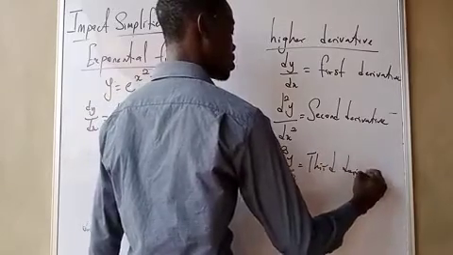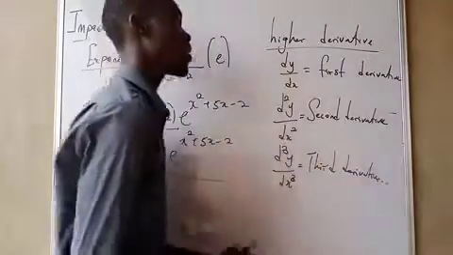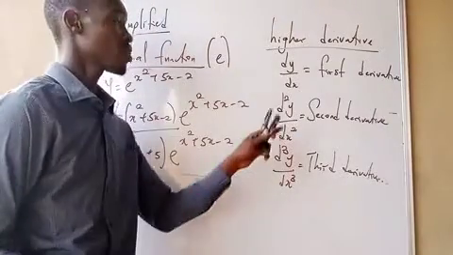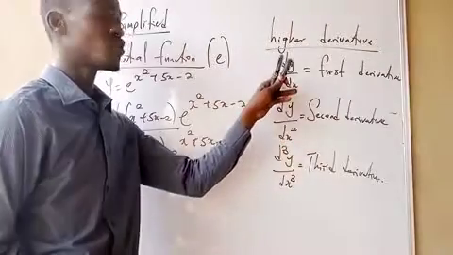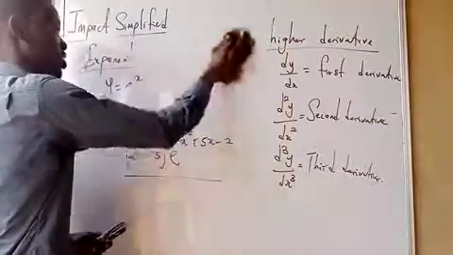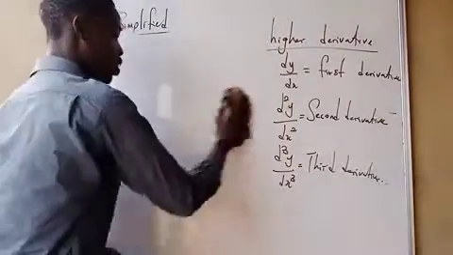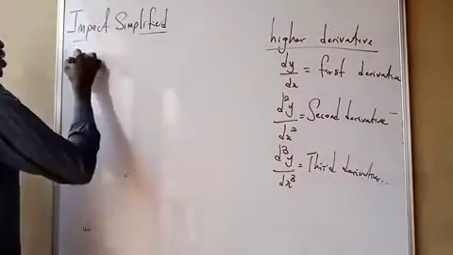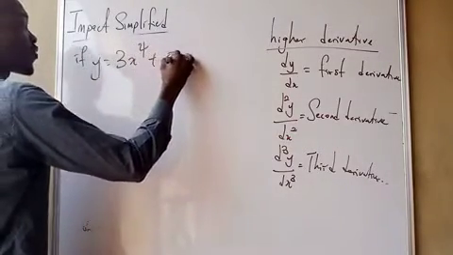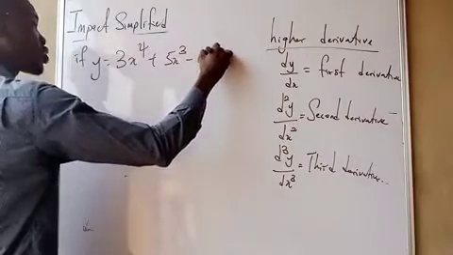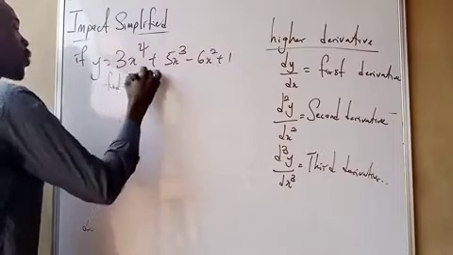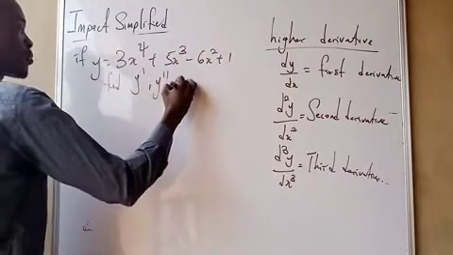And what is the meaning of higher derivative? That means for the first derivative, we are going to differentiate our y. For the second derivative, you are going to differentiate your first derivative. For the third derivative, you are going to differentiate your second derivative, and so on and so forth. Now let's look at this. We have if y is equal to 3x raised to power 4 plus 5x cubed minus 6x squared plus 1. We are told to find our y prime, and what?